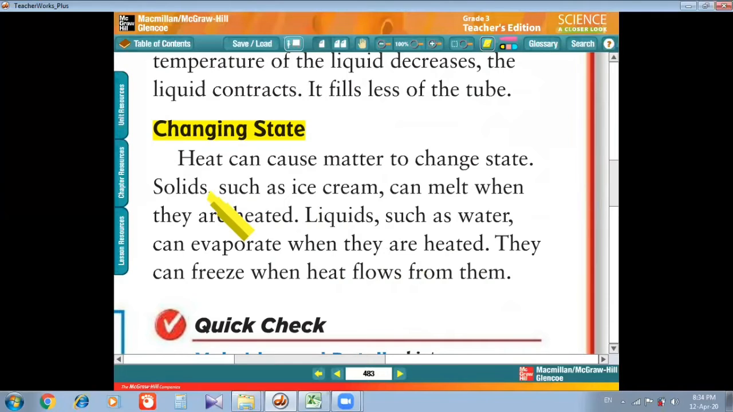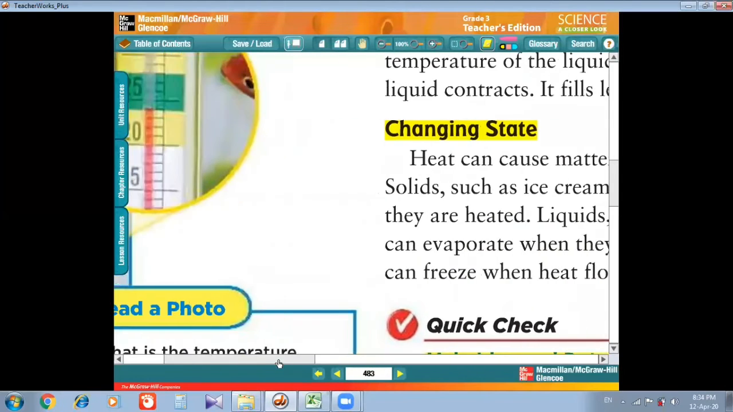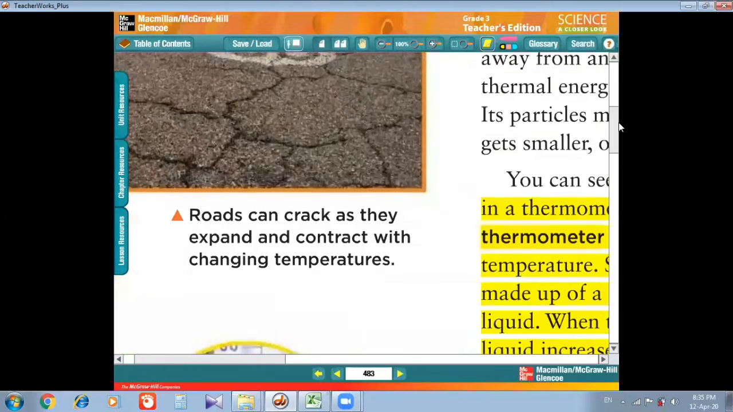Like if you have ice cubes and you provide heat to them, they will melt. Solid will convert into liquid. But when you provide heat to liquids such as water, they can evaporate. The liquid will convert into gas form. And on the opposite, they can freeze if heat flows from them. If the heat is taken out, if the heat flows away from them, the liquids will freeze.